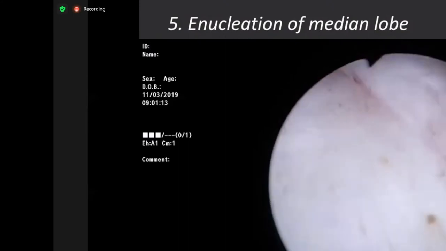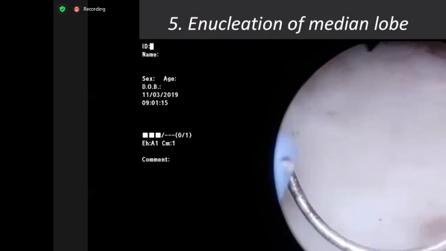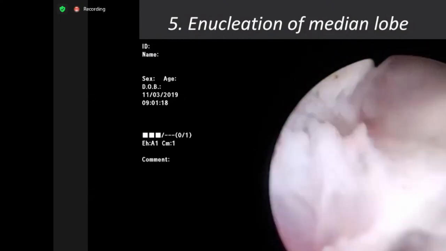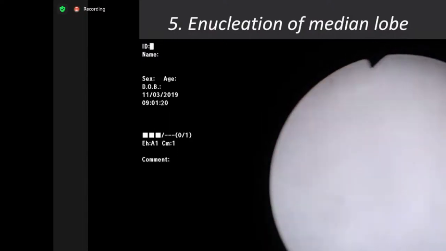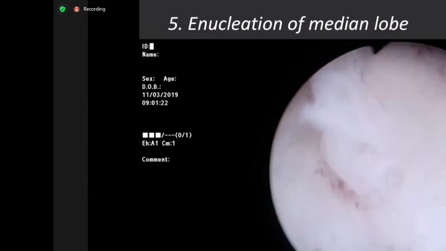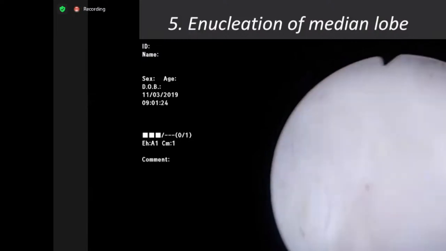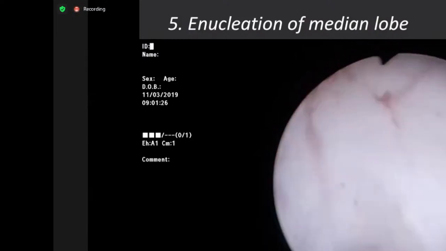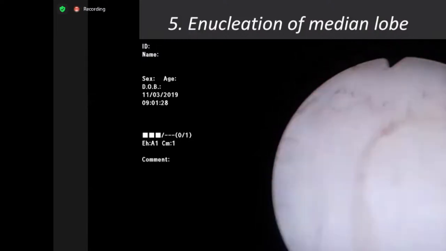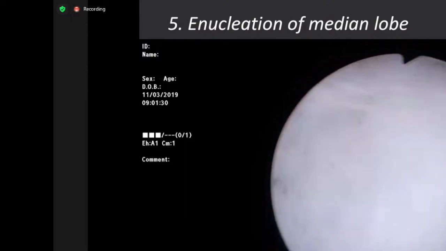So this is the left side. So I go back from known to unknown. So you can see I'm lifting up the tissue using my resectoscope. And if you have any doubt about the plane, you just go back to the left side and then you try to go from known to unknown.